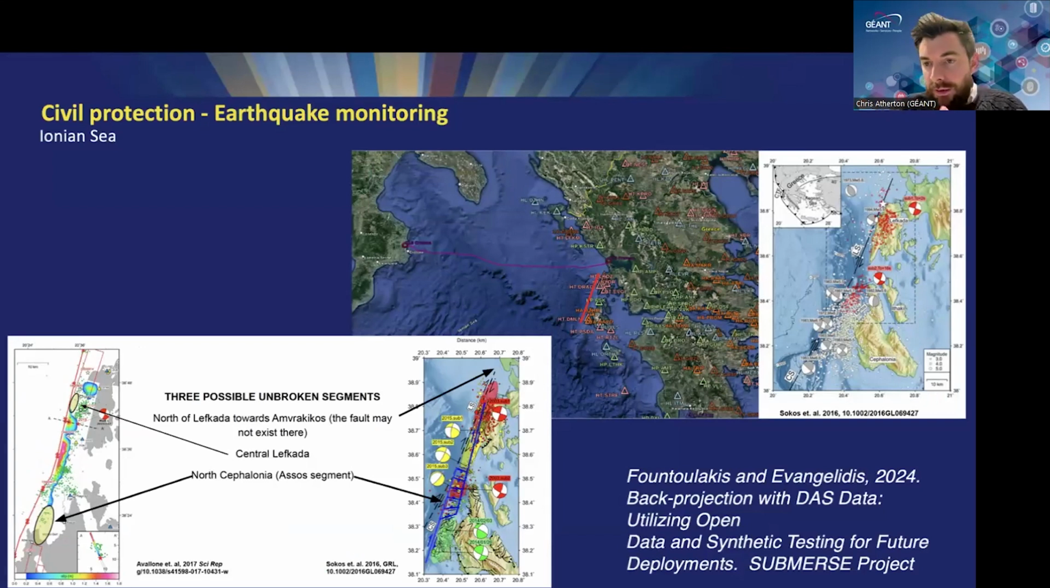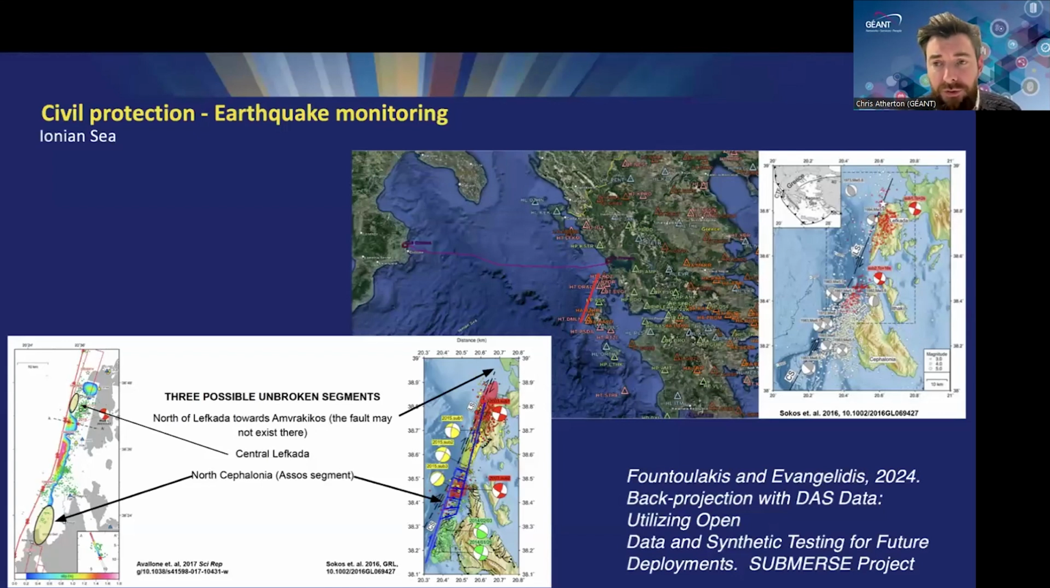I've got here a couple of images. One of them is the submarine cable between Crotone in Italy and Preveza in Greece. This is part of the GÉANT backbone network, and it's currently being looked at as potentially a place where we can deploy fiber sensing technologies on this cable.